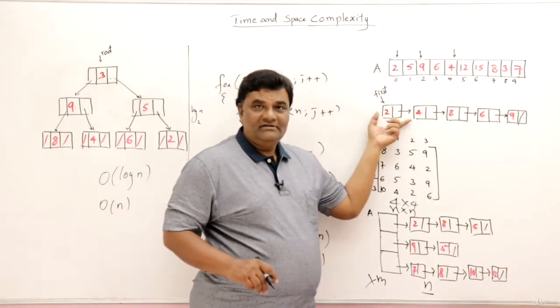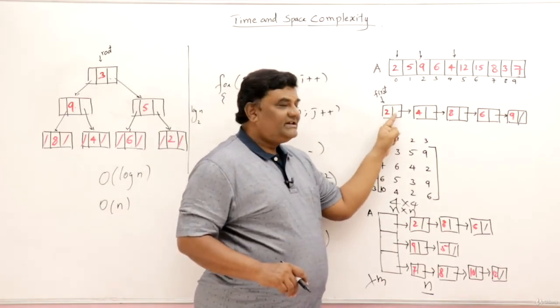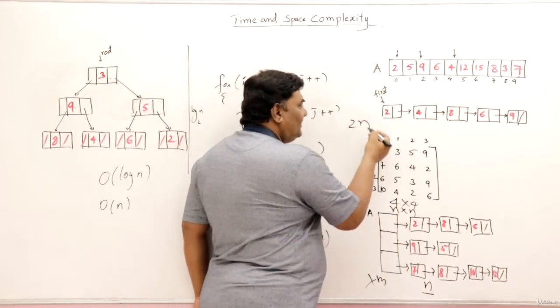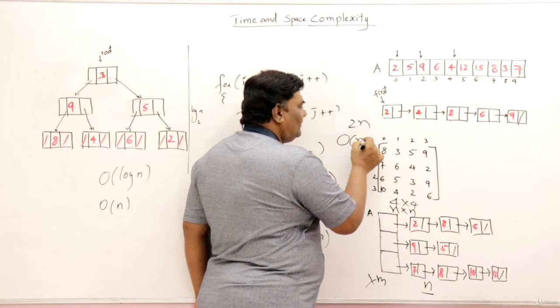Then here also it's n. But along with the element, you need space for links also. So let us say 2n. 2n again, the degree is what? Order of n.